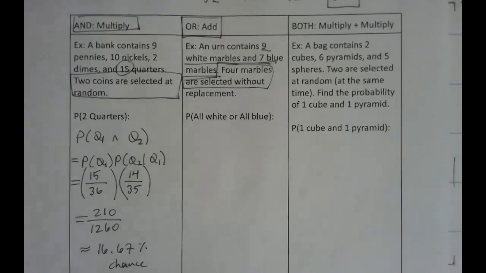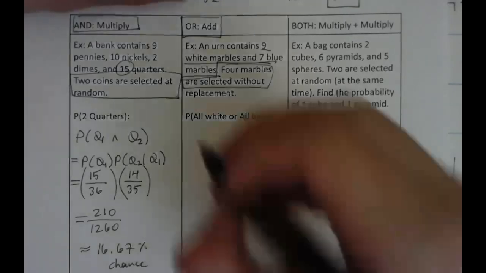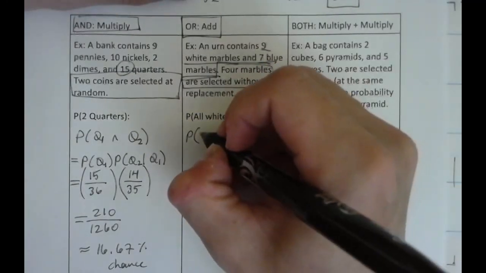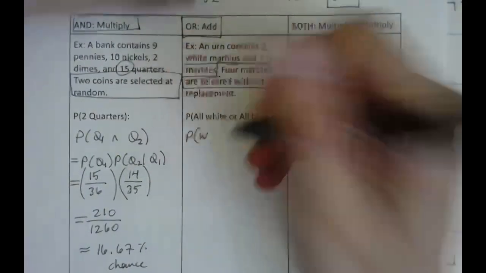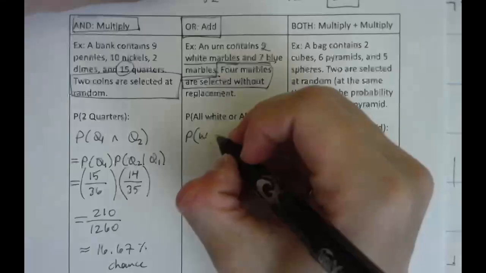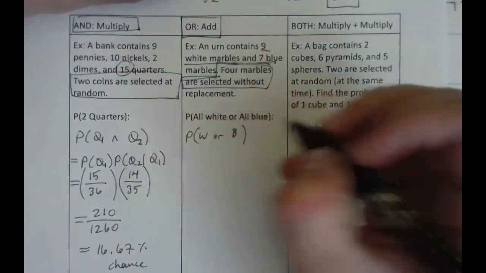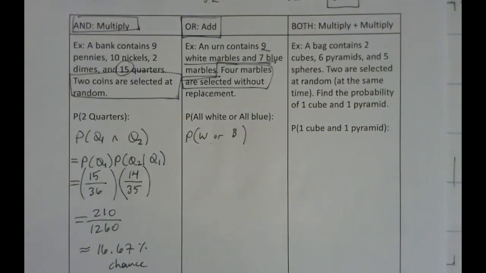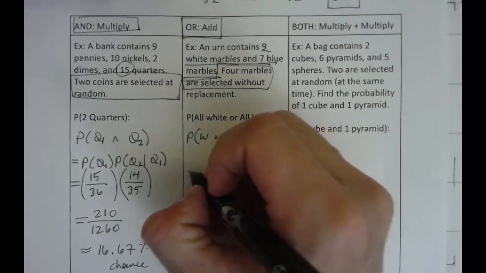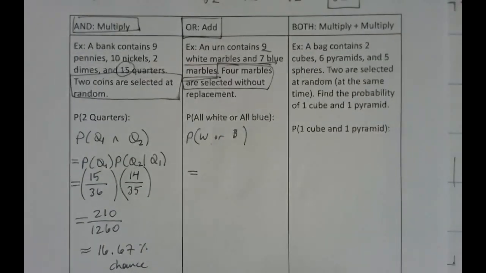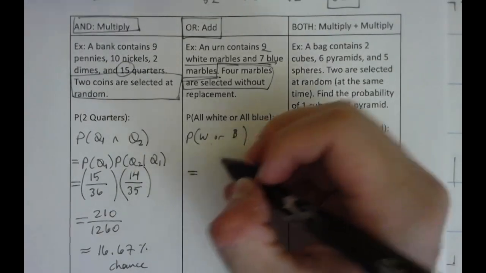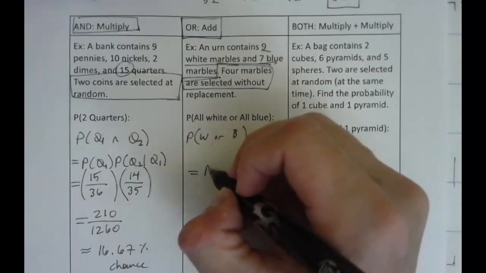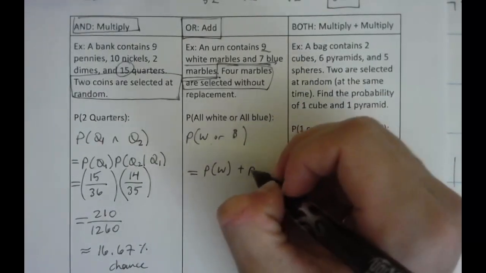How can we tell the probability of all white or all blue? So the probability of getting all white or all blue. Well, let's see. If you're drawing 4 marbles, then you can think of this as the possibility that you get all whites or all blues.